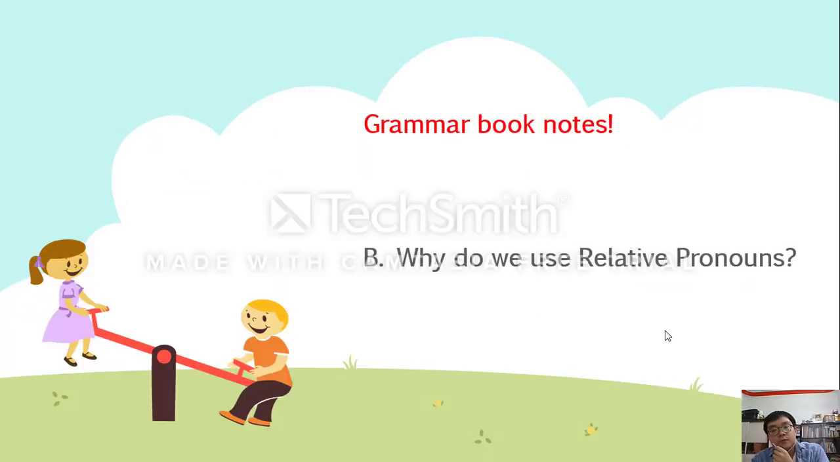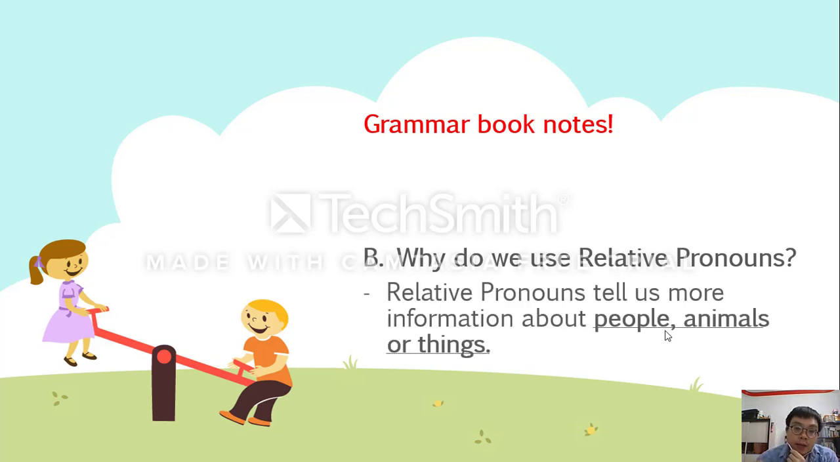So to sum up, why do we use relative pronouns? This one we have to copy in the books. Relative pronouns tell us more information about people, animals, or things. You want to tell people more about the nouns. Remember what is a noun? A noun is the name of everything you can see. Including maybe behind me there is a bookcase. If you want to tell me more about the bookcase, then you use who, whom, whose, or which.